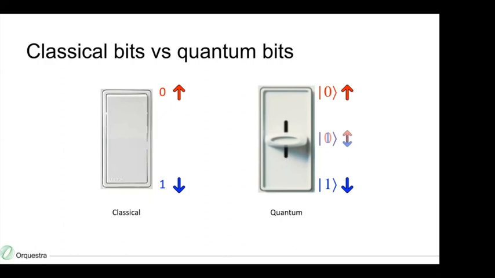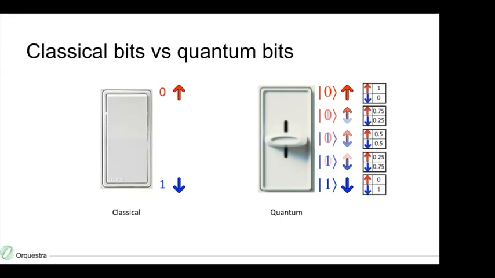So you can have a combination of 0 and 1. You can have half 0, half 1, half on, half off. But you can also have more on than off, or more off than on. You can have pretty much everything in between. The way we're going to see them is by saying you can have all of it on, or maybe 75% on, 25% off, half and half, et cetera.